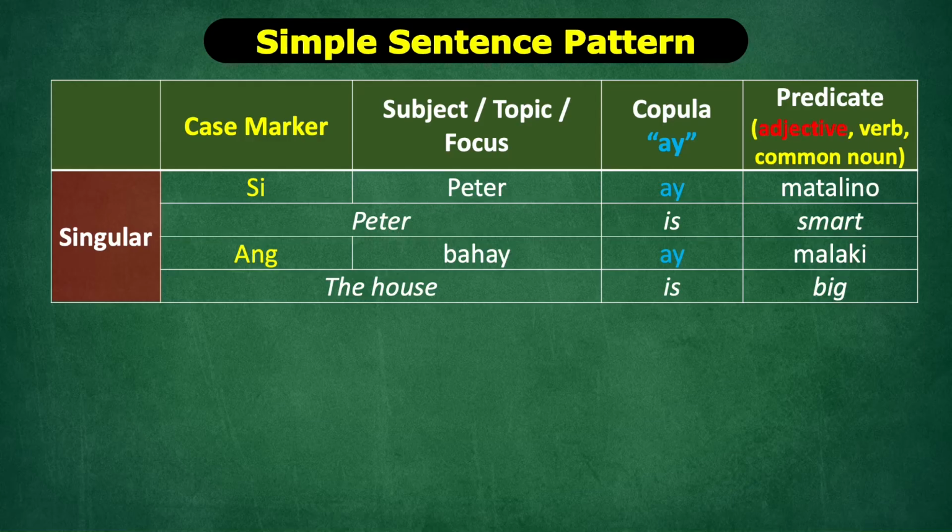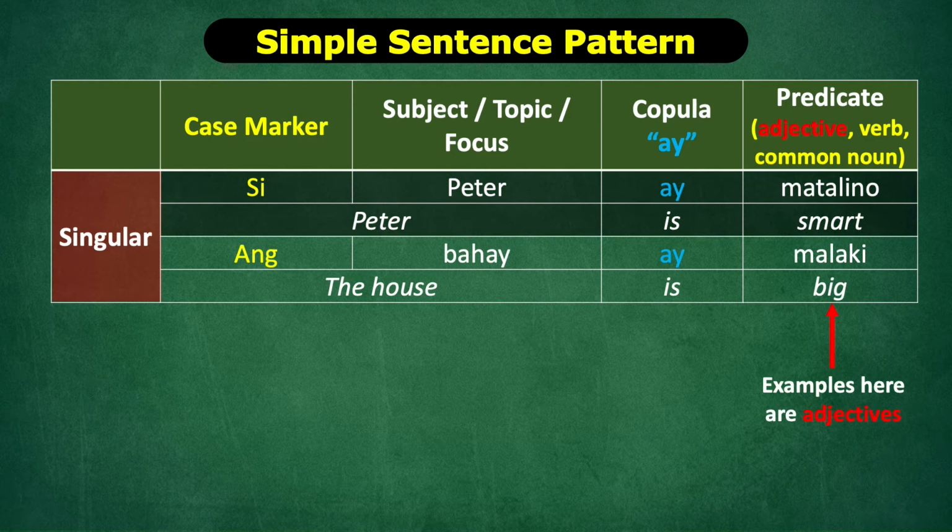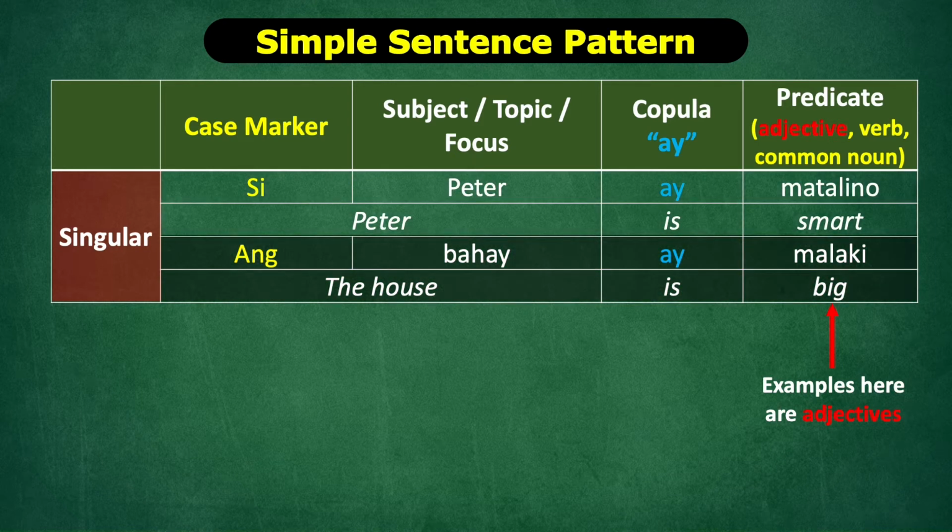But before that, let us take a look back at the last sentence pattern we talked about in the last video, which is going to be our springboard in understanding how to use rin and din. Let us review. For a singular subject or topic or focus of the sentence, we use "si" plus proper noun plus "ay" plus the predicate, which can be an adjective, a common noun, or a verb. The second pattern is "ang" plus common noun plus "ay" plus the predicate. For example, "Si Peter ay matalino." Peter is smart. In this case, the predicate is an adjective. And "Ang bahay ay malaki." The house is big. In this example, the predicate too is an adjective.